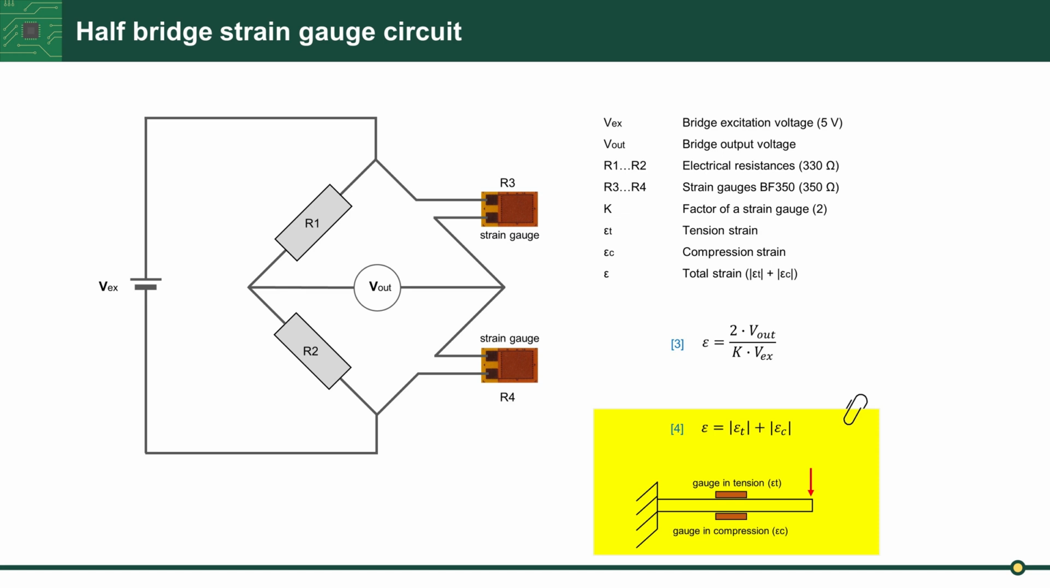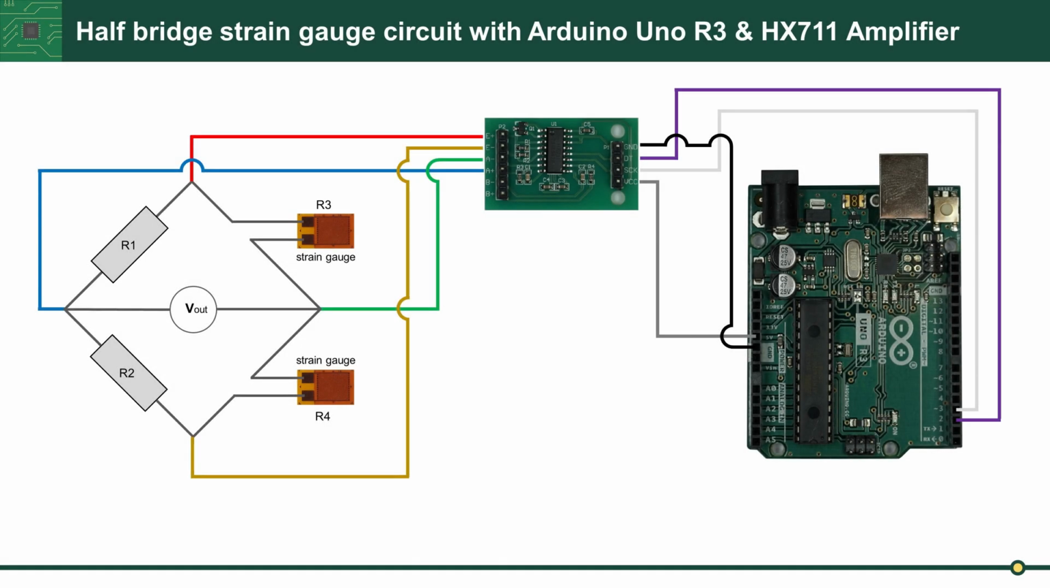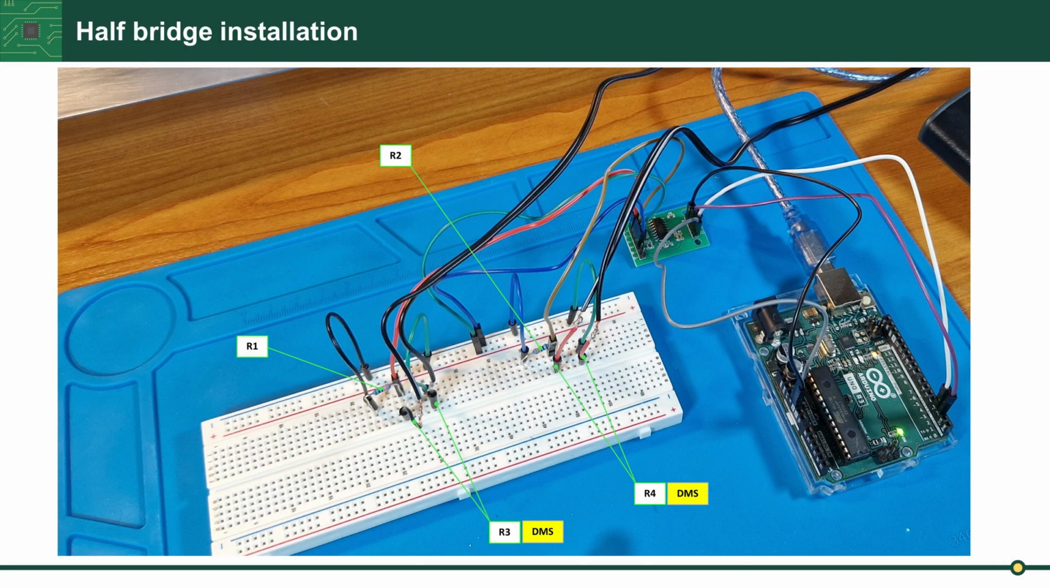The measured voltage is very small and needs an amplifier. I will create a half bridge circuit with the Arduino board and HX711 amplifier like this. The hardware looks like this.